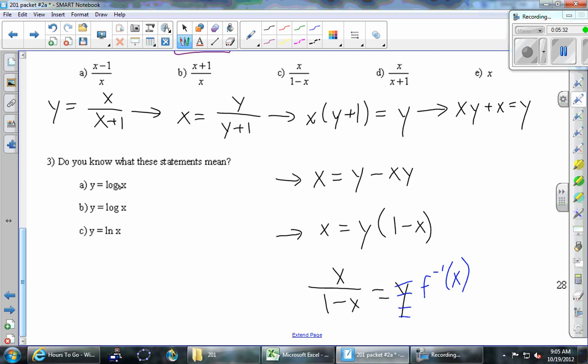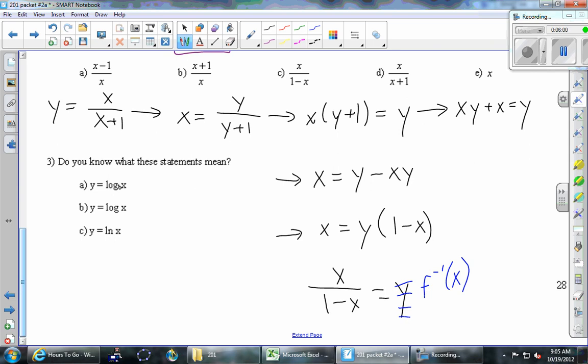Any questions on that one? It's okay. So again, I feel like a lot of folks remember this idea of swapping x and y and then solve for y, but sometimes the algebra can be difficult. This is a pretty common technique for finding inverse functions. Get all the y terms on one side, everything without on the other.